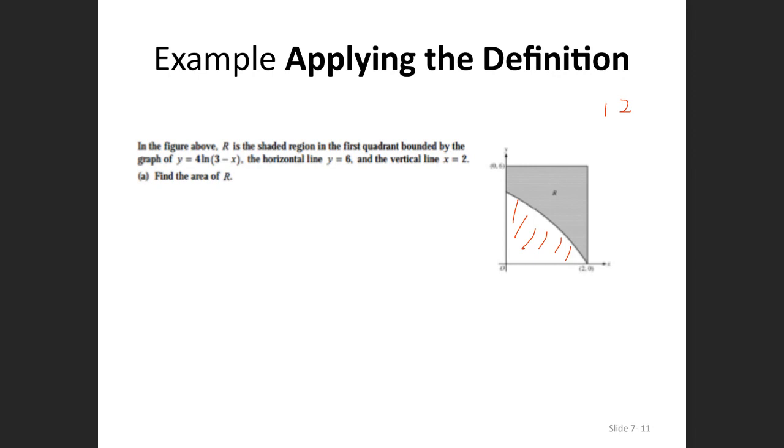So now if I'm going to do this problem, I've got the integral, and then I'm going from 0 to 2, right? 0 to 2. Top function is 6 minus the bottom function. Okay. Now I'm going to plug it into my calculator because I cannot do this without a calculator. So math down to fnInt. And what is it? 6 minus 4 natural log of 3 minus x.